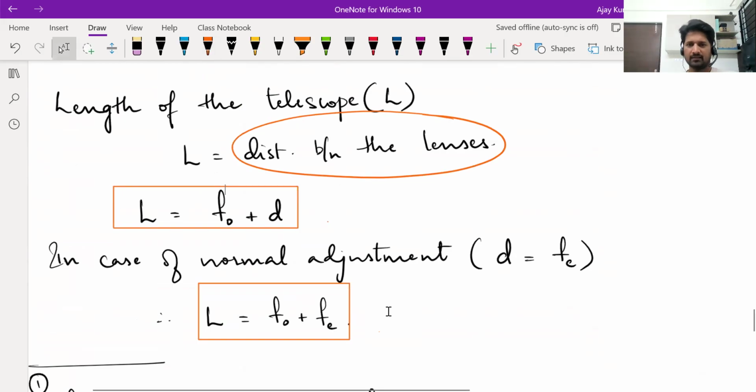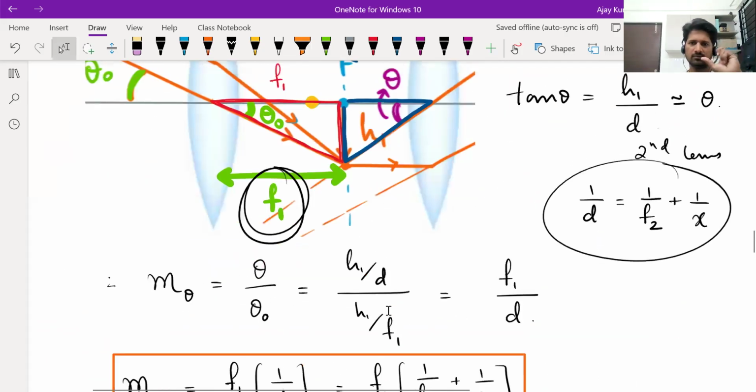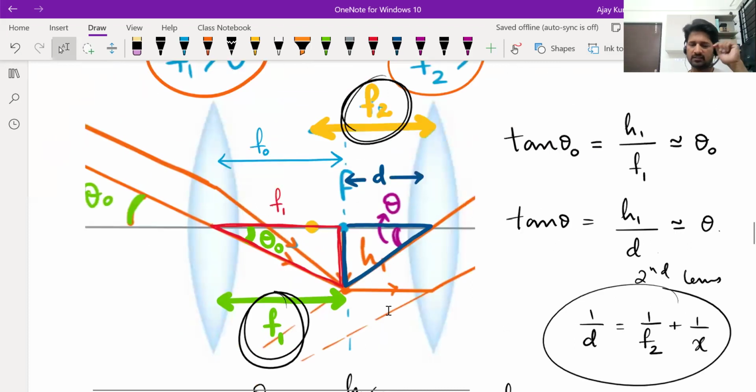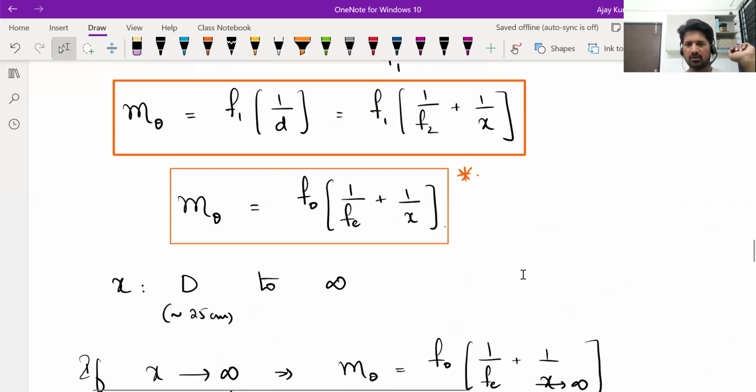And again, if you have the ray diagram in your mind, it's very easy to tell the basic expression for length of the telescope. It will be f naught plus this object distance d. So the length of the telescope is f naught plus d. Is it clear? Yes, sir. Now apply that in this case.